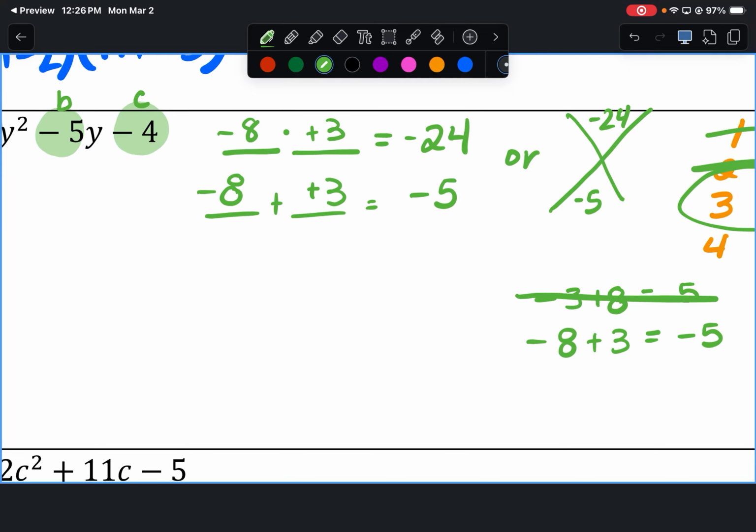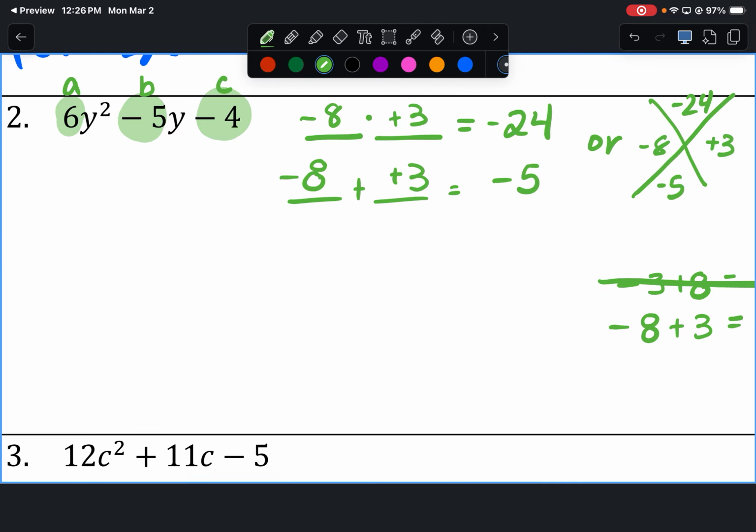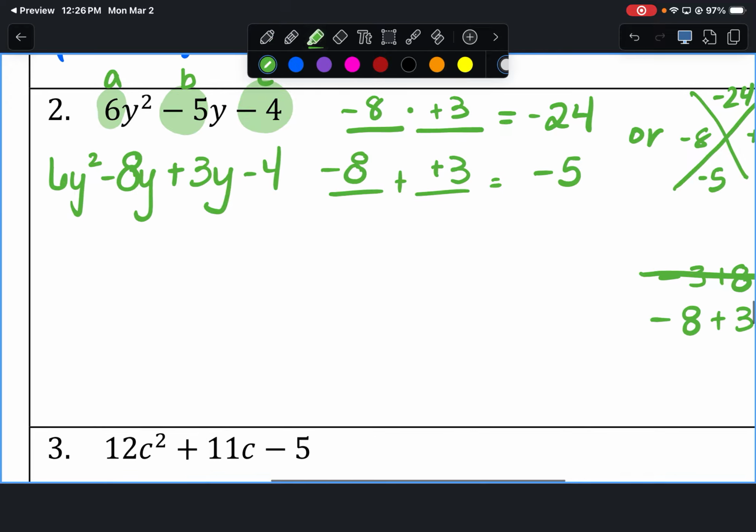And then we just rewrite our trinomial here. So we're going to do 6y squared minus 8y plus 3y minus 4. And then we just group. So if we group first two terms, what is our GCF of the first two terms? 2y. If we take out 2y, what is 6y squared divided by 2y? What is -8y divided by 2y?